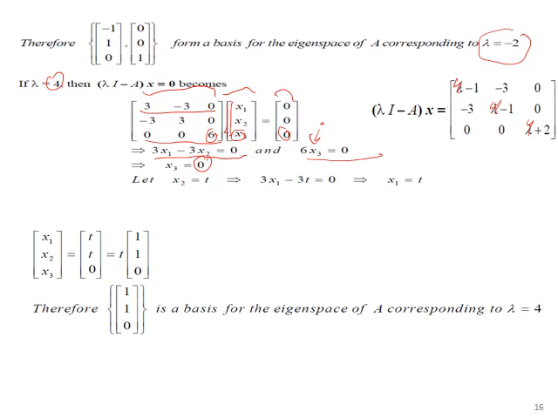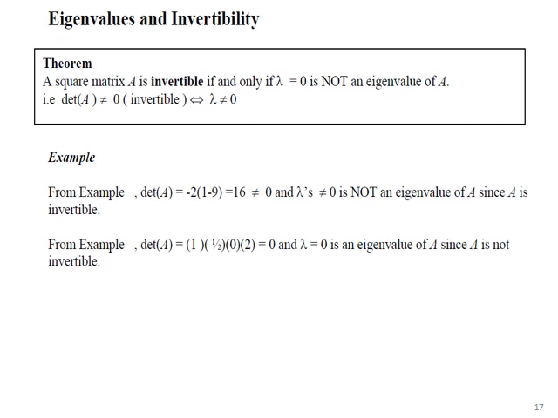You see here? Now the same thing, x2 and x1 we got them. They are equal in this example. Now let me substitute. We will say x1, x2, x3 will be t times a vector. Let's take t common. What is left? 1, 1, 0. This is the basis for the eigenspace corresponding to lambda equal 4.